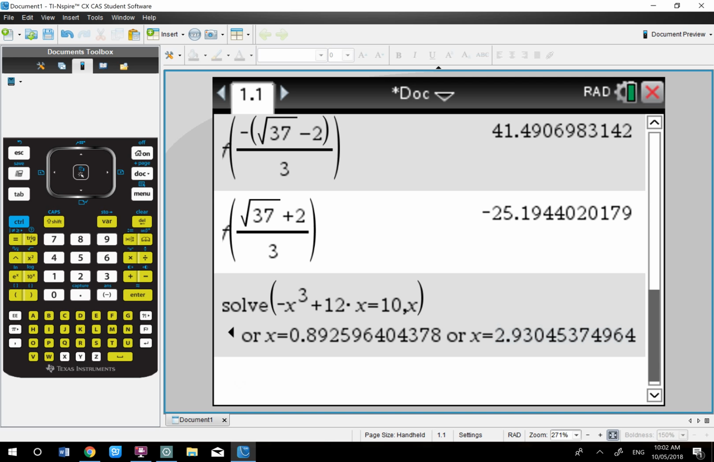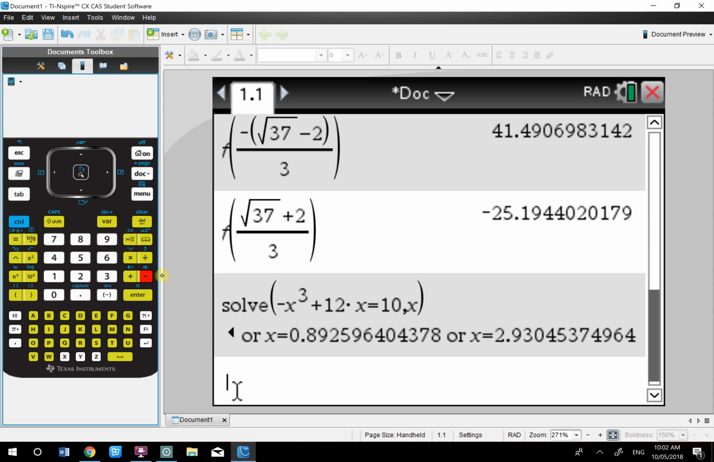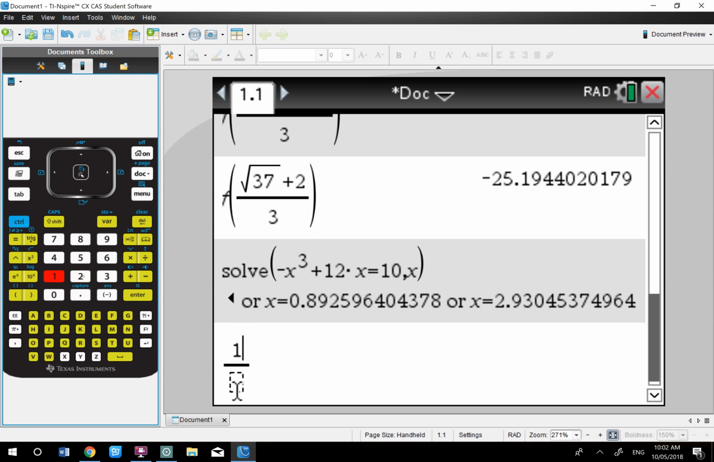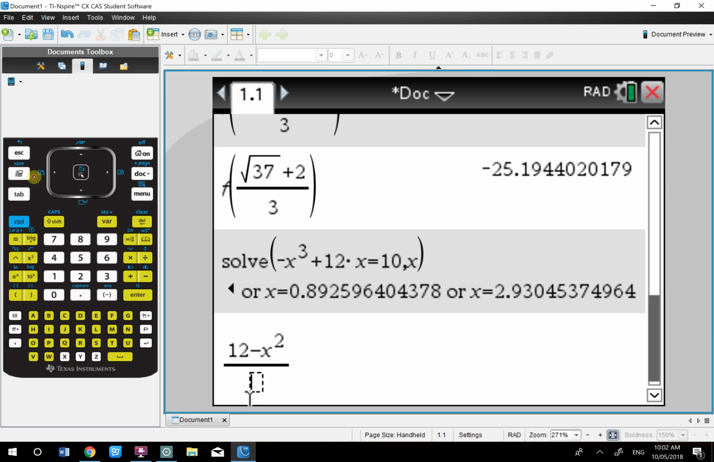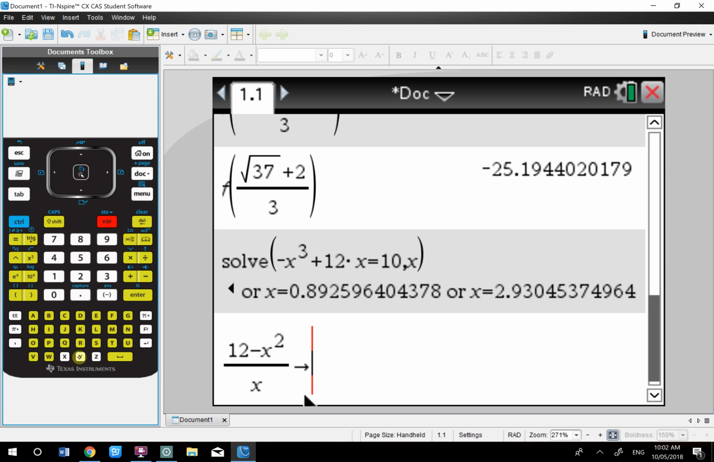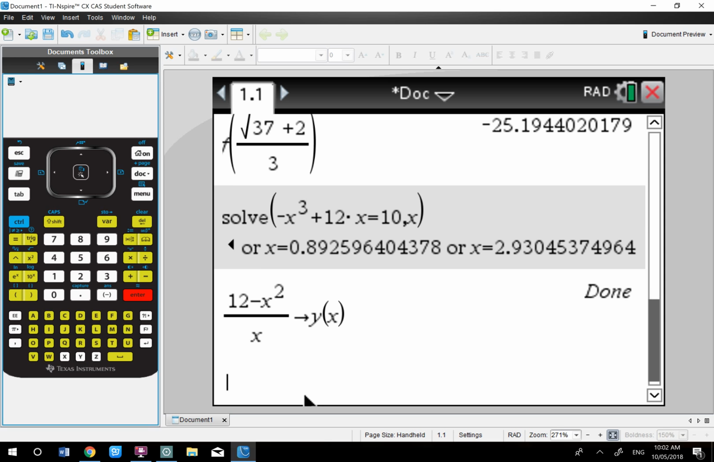So remember what is y. y is (12 minus x squared) over x. Okay, that's y. So I'll make it control var yx. Say that's yx, that's y in terms of x.